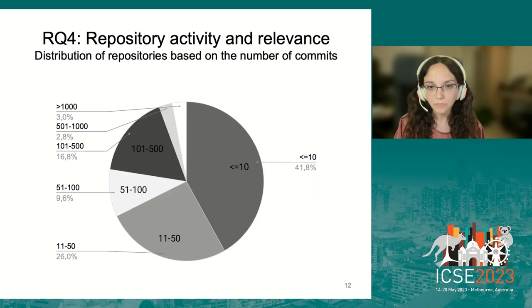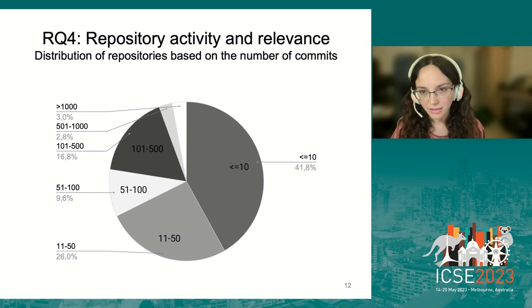This part seeks to answer research question four by studying the activity and relevance of the repositories importing the mutation testing tools under study. As illustrated, 41% of the repositories received 10 or fewer commits, and 26% received between 11 and 50 commits. This reflects a limited activity in the projects importing mutation tools.